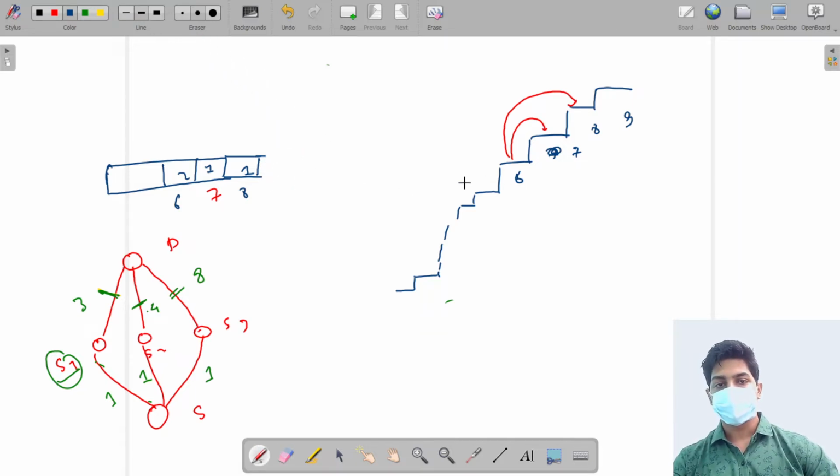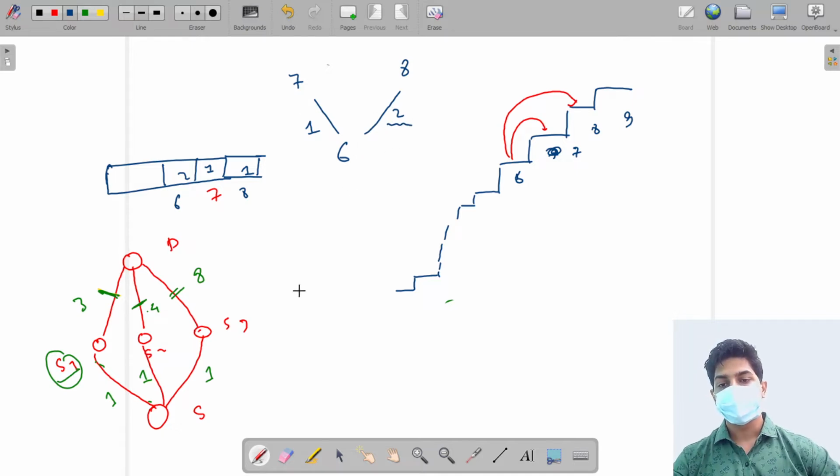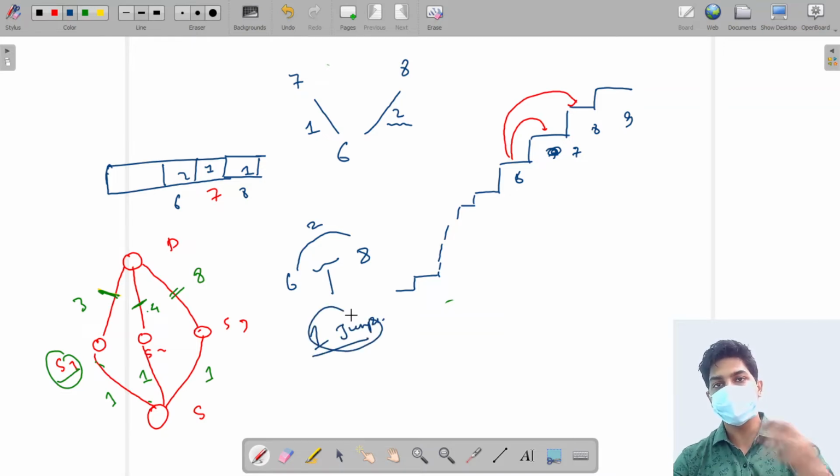Now there are two options. I am on the 6th position. If I take a jump of 1 unit, I reach the 7th position. If I take a jump of 2 units, I reach the 8th position. Here you might get confused: we are taking a jump of 2 units, so why are we adding 1 to our answer? Yes, we are on 6 and taking a jump of 2 units to reach 8, but the total number of jumps is only 1. We are taking one jump of larger magnitude, but the total number of jumps is 1 only. That's why we are adding 1 to our answer.